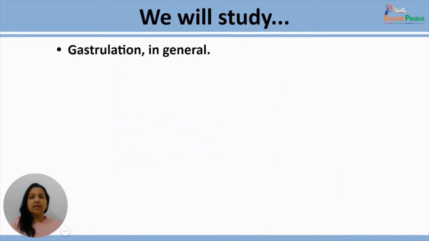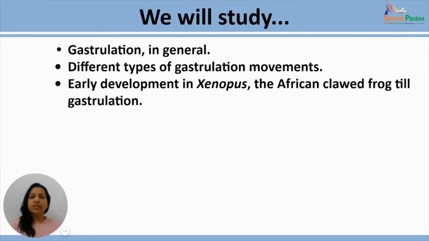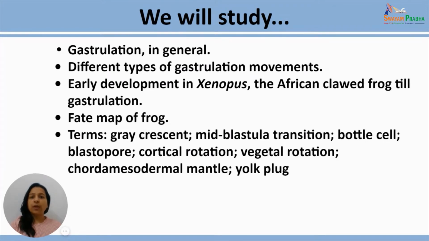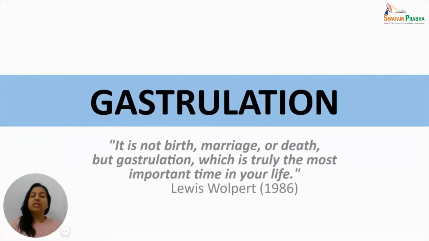We will study gastrulation in general, different types of gastrulation movements, early development in Xenopus, that is the African clawed frog, up to gastrulation, and the fate map of frog. We will also come across various terms like Gray Crescent, mid-blastula transition, bottle cell, blastopore, cortical rotation, vegetal rotation, involuting marginal zone, yolk plug, and a few others. Let us begin with what is gastrulation in general.